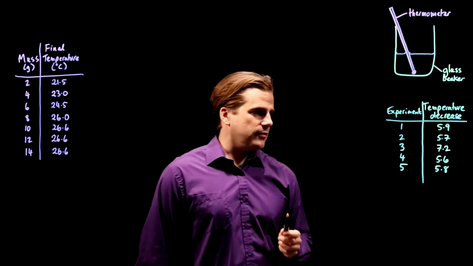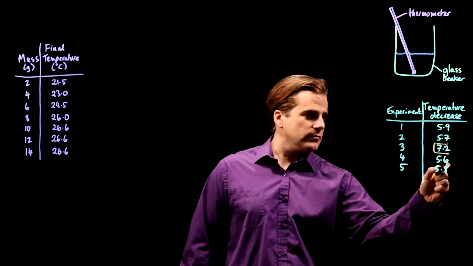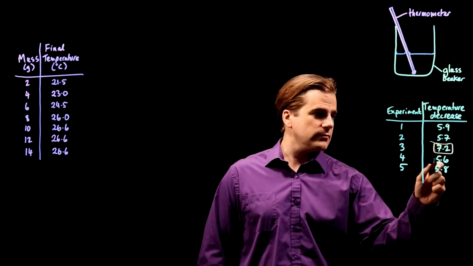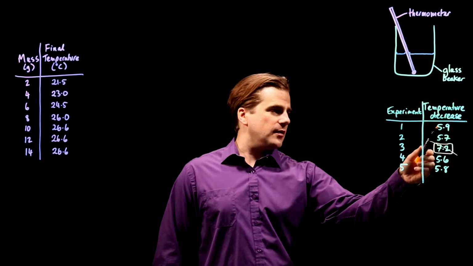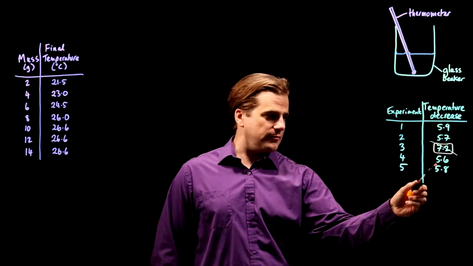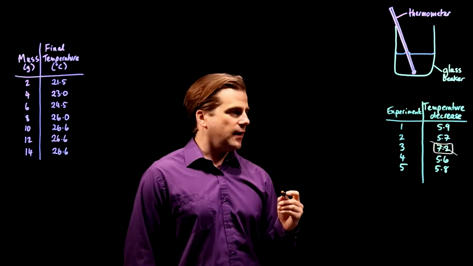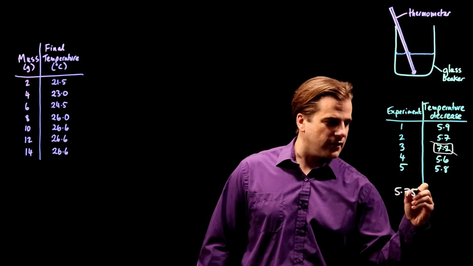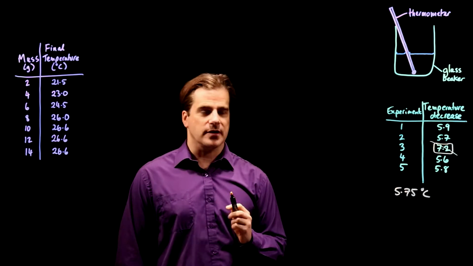So here are the results. Well, this one is clearly the anomalous one because it's quite different to all the others, so we ignore that one. So grab your calculator, add up 5.9, 5.7, 5.6, 5.8 and divide by 4 and you get 5.75 degrees C. That's the average temperature decrease.